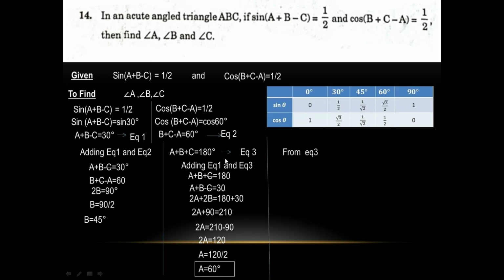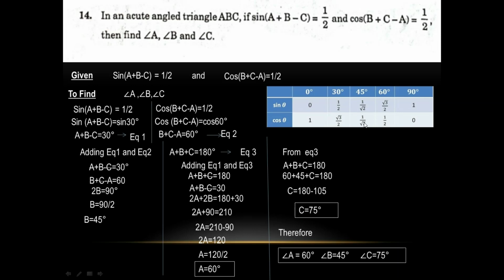Then from this equation 3, we have to substitute this A and B. In order to find C, we have to substitute A and B in this equation. So A is 60, B is 45. We don't know C. We have to find C. So 60 plus 45 is 105. Okay. We have to send this 105 to RHS. So we get C is equal to 180 minus 105. So we got C as 75 degrees.